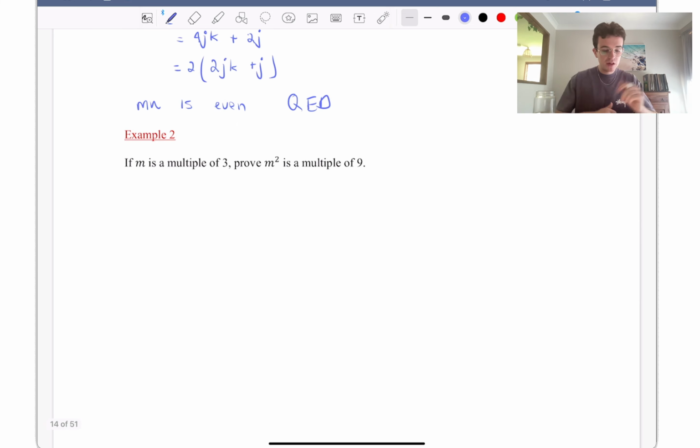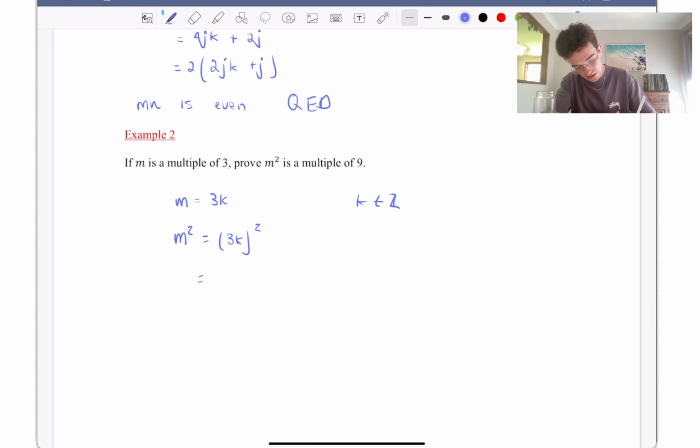Example 2: if m is a multiple of 3, prove m squared is a multiple of 9. These are what we call simple proofs involving numbers. They're simple. We're just going to let m be some letter. So we're going to say m is a multiple of 3. Any multiple of 3 has to be 3 times some integer k, where k is an integer. So let's look at m squared. m squared is (3k) squared, which is 9k squared, which is a multiple of 9.